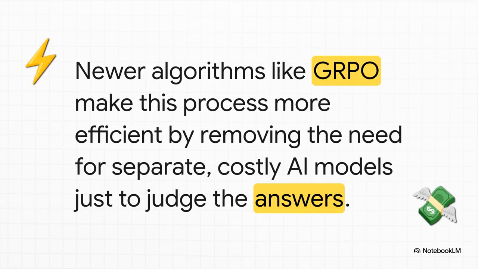What's really cool is that this is getting way more efficient. There are these new algorithms, like one called GRPO, that are making a huge difference. Instead of needing a whole separate AI just to be the judge, these newer methods are smarter. They have the model generate a few possible answers, then they just pick the best one from that batch and reward it. It's way faster and cheaper, which is a huge reason we're seeing so many powerful open-source models lately.